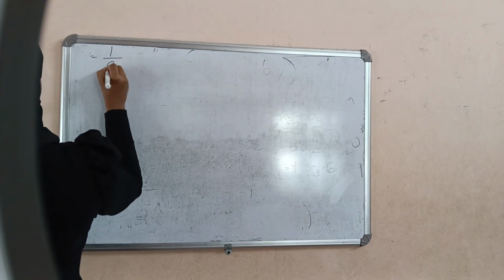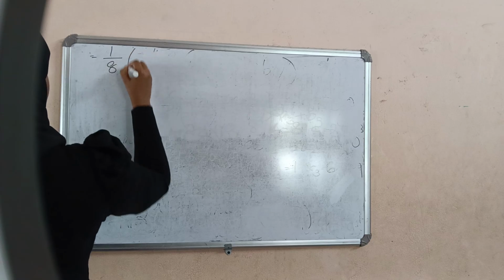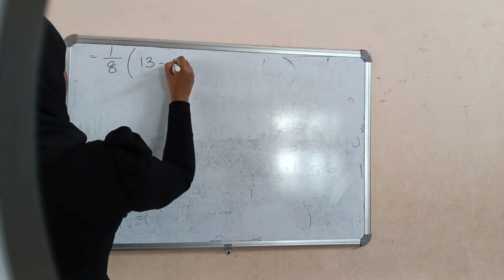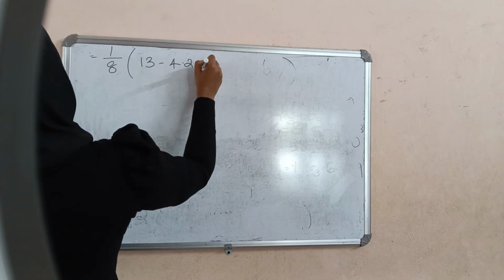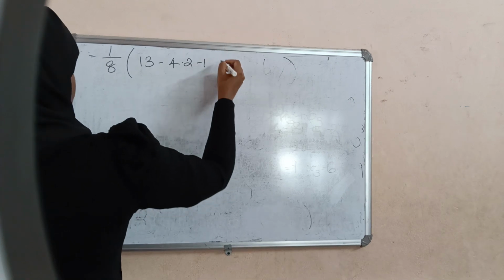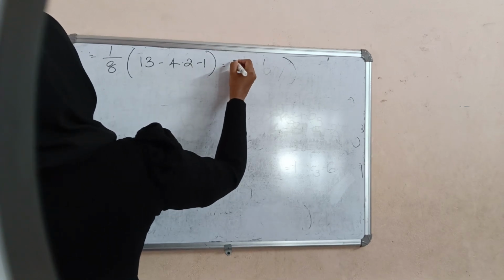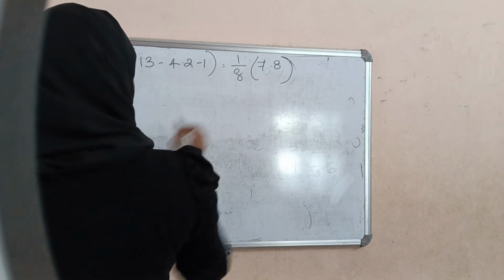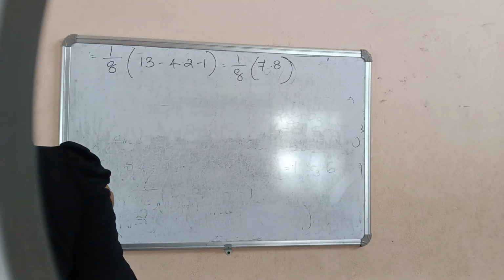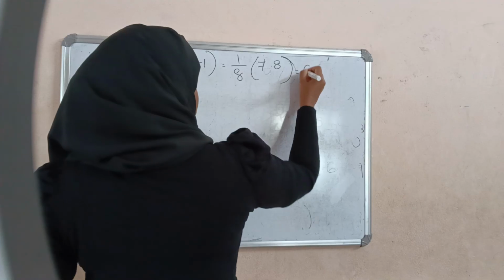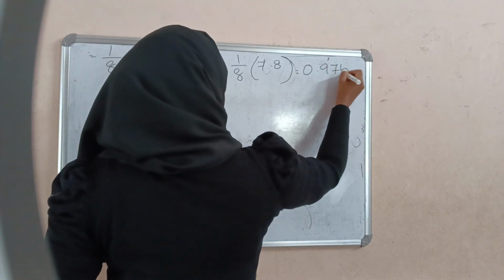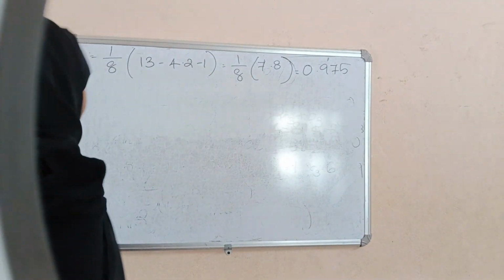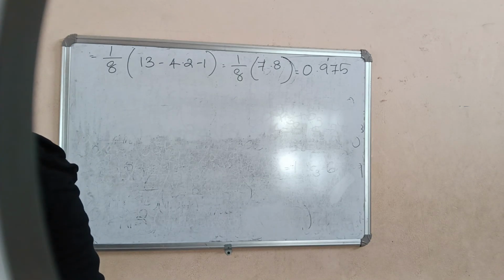1 by 8 into 13 minus 4.2 minus 3, which is equal to 1 by 8 into 7.8, which will give the value 0.975. So we got our x1 value as 0.975.